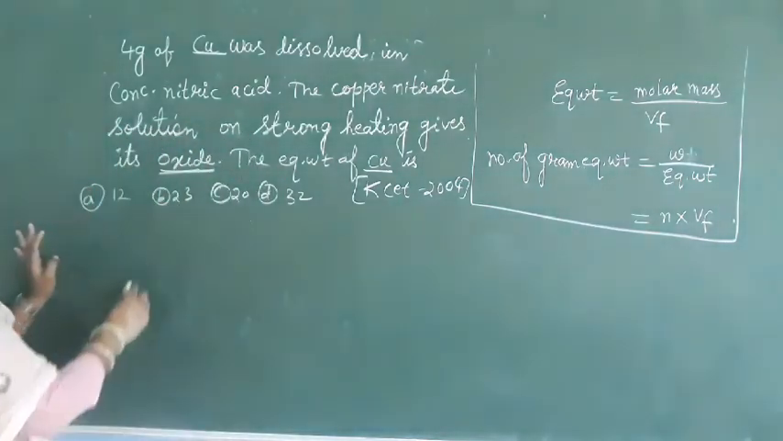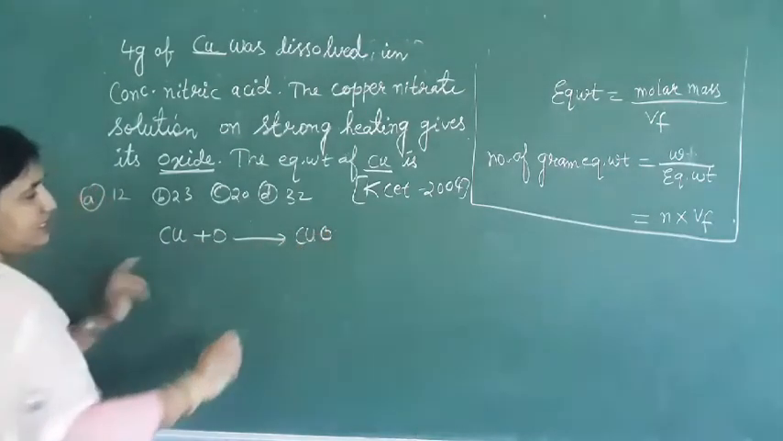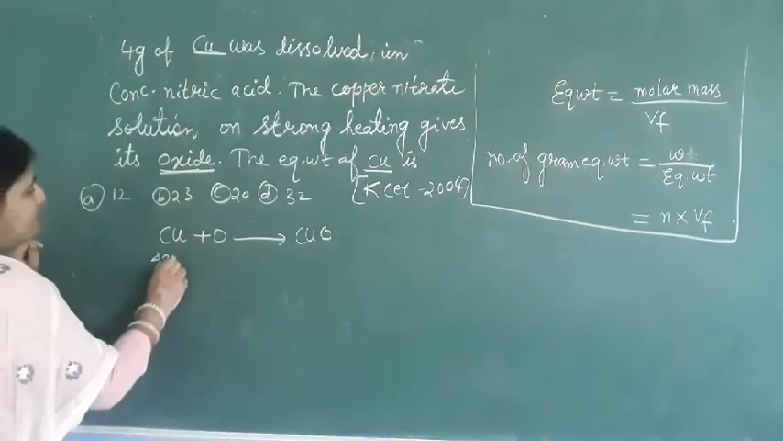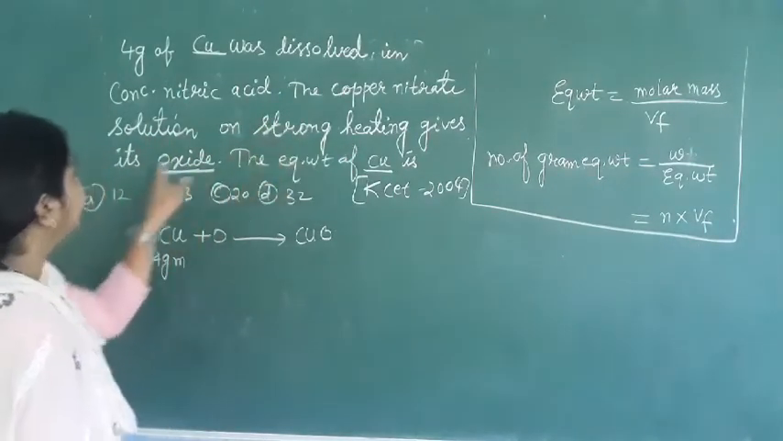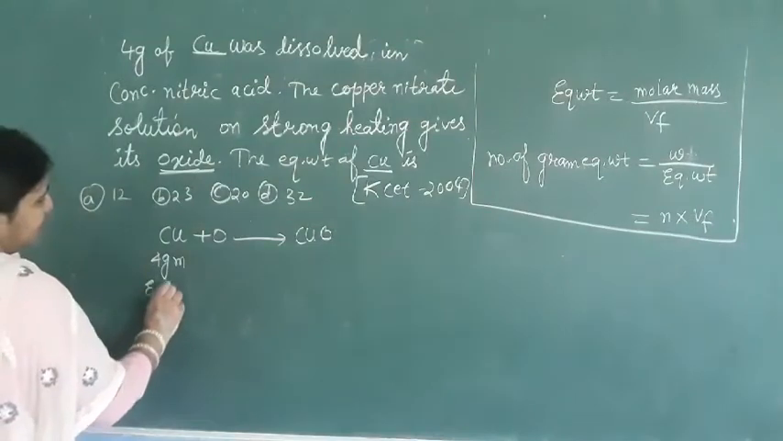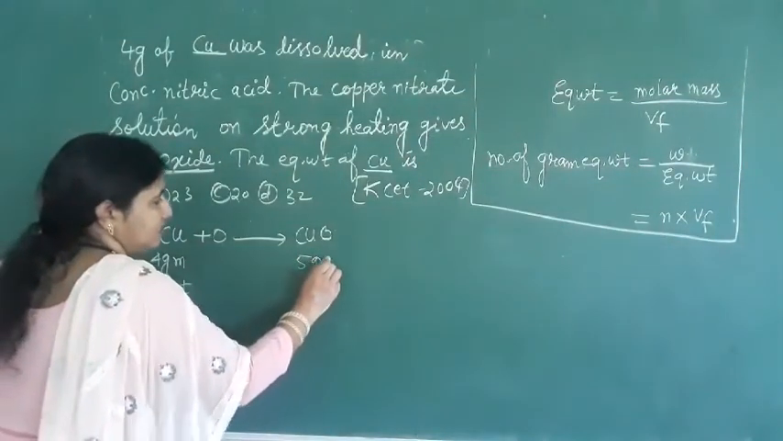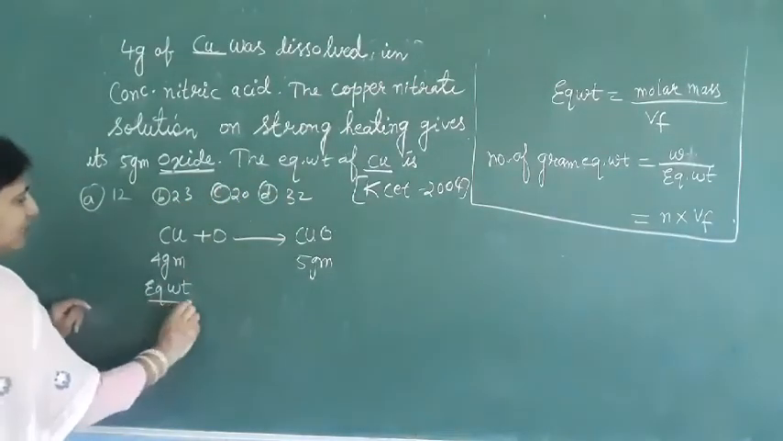See here what is given: this copper reacts with oxygen and gives copper oxide, the metal oxide. 4 gram of copper is dissolved and gives copper nitrate solution, and on strong heating it gives its oxide. So we have to find out the equivalent weight of copper. The mass of the metal oxide, I think I have not written, yes, here given 5 gram of oxide. So we got 5 gram of oxide.